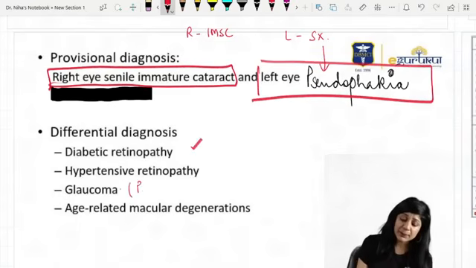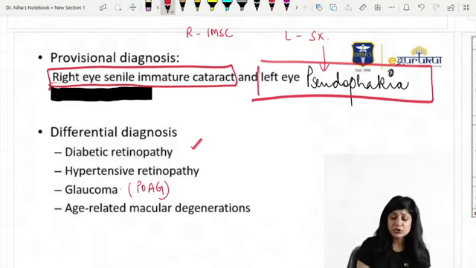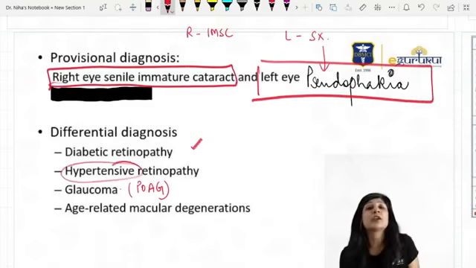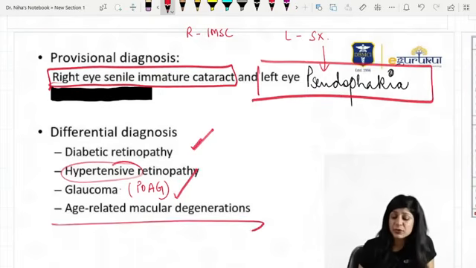Glaucoma, it will be the primary open angle glaucoma that we will keep, right? Because it is gradual, painless, progressive. ARMD also. So out of these, I think hypertension is not that common, because hypertensive retinopathy is not that commonly causing the diminution of vision, but certainly diabetic retinopathy is very common. Primary open angle glaucoma is possible, ARMD is possible.